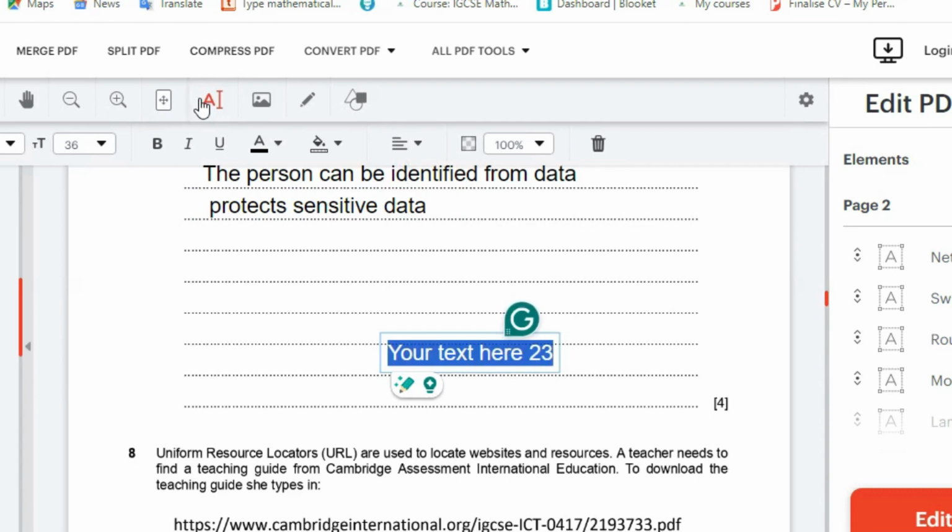The data is confidential as it links directly to the person. See, I'm just talking about confidential now. The data is confidential as it links directly to the person.